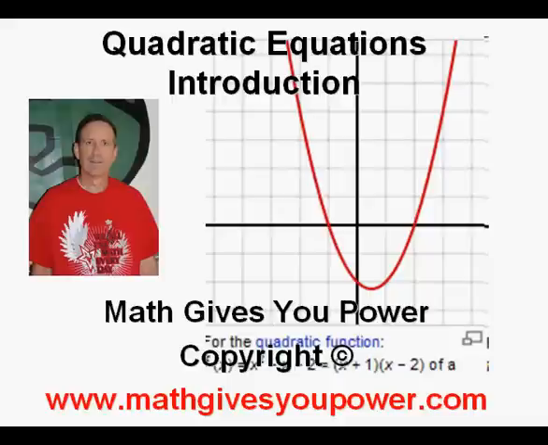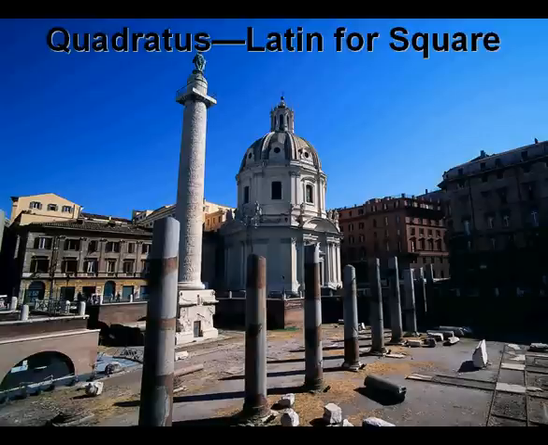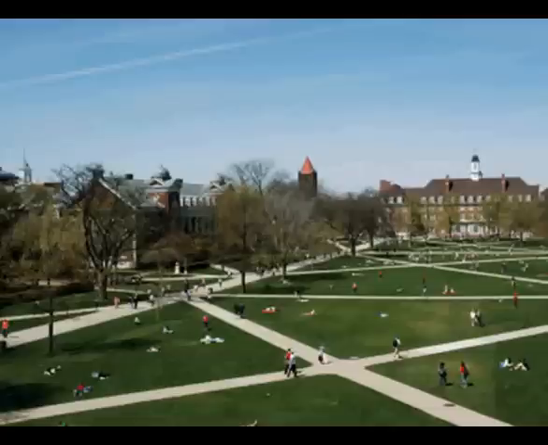Welcome to Quadratic Equations. Introduction. The word quadratic comes from the word quadratus, the Latin word for square, and this is St. Peter's Square in Vatican City, and this is because it's a square in Rome where Latin was spoken. In institutions of higher learning, such as the University of Illinois pictured here, central open areas used for student leisure and for traveling between buildings are called quads.